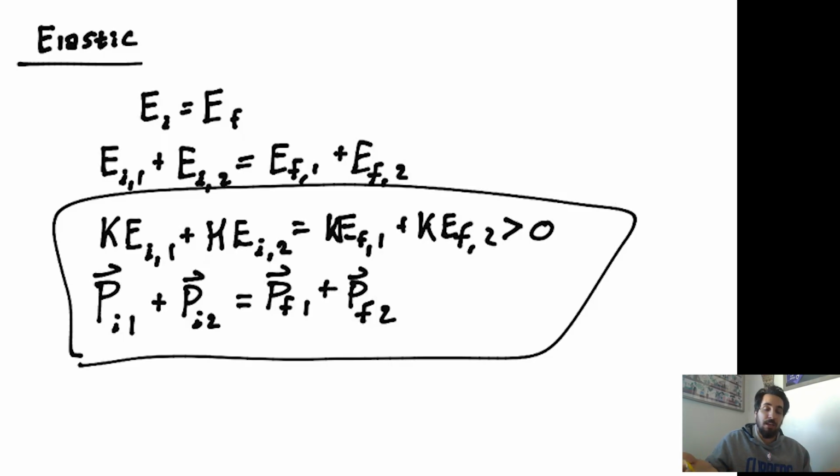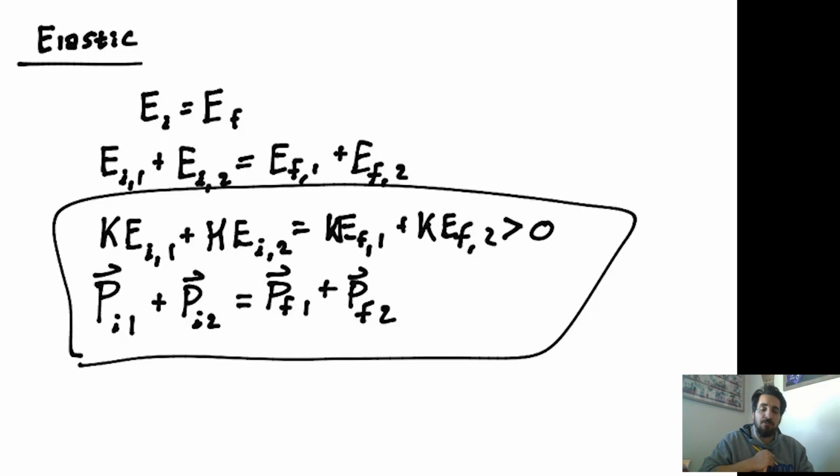Oftentimes we do see a drop in energy from collisions. This drop in energy is because you hear sound from a collision. That sound is a form of energy. Oftentimes objects will heat up after they bounce off of each other. That heating up is a form of lost energy.